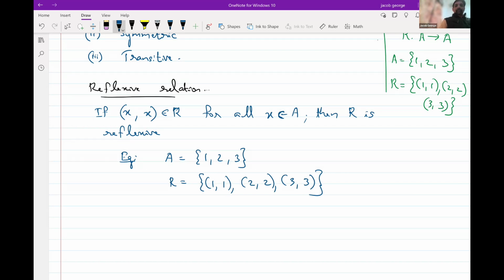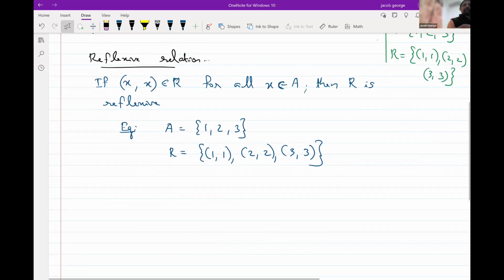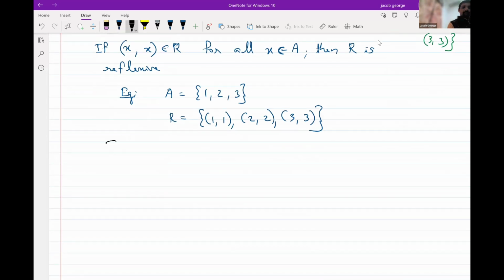Okay. Second, what is the second point for equivalence relation? Symmetric. I'll write the explanation. All right. Symmetric relation.